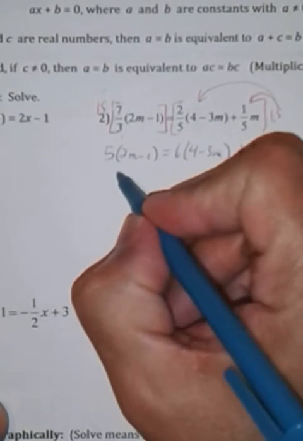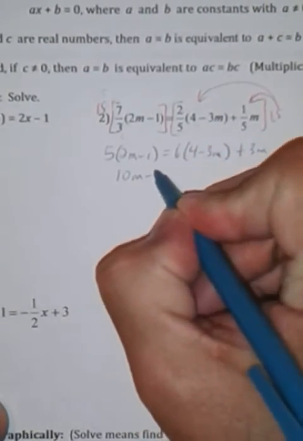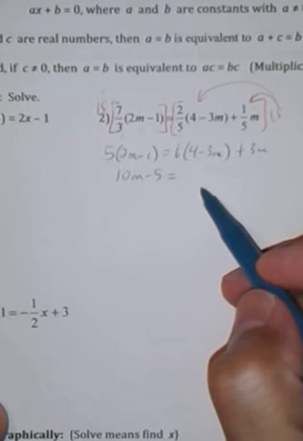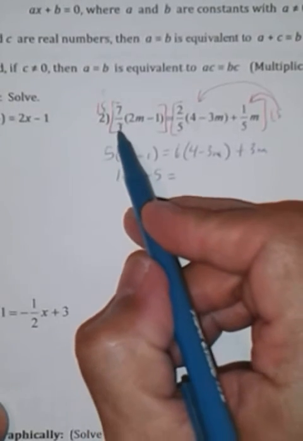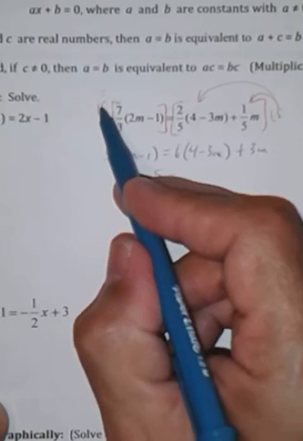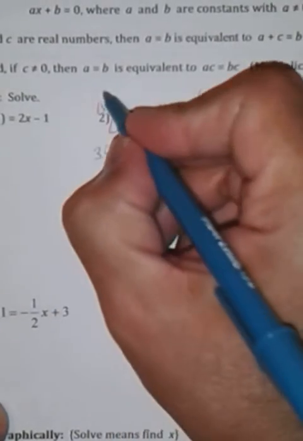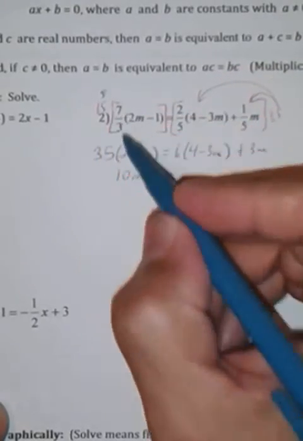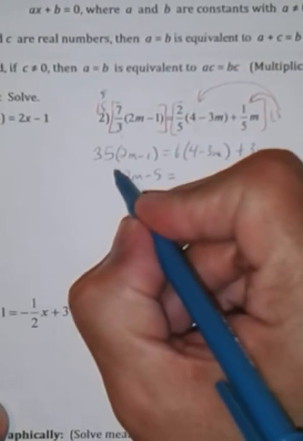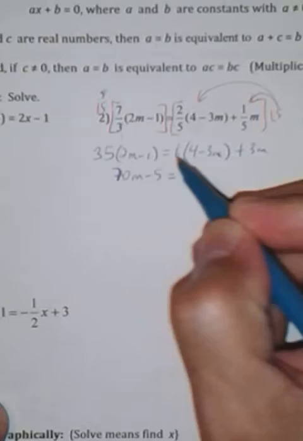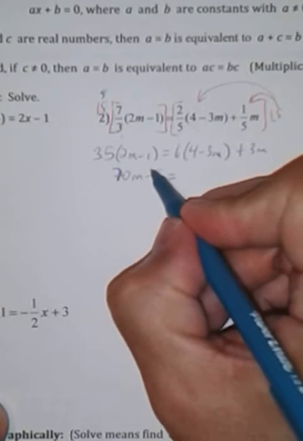5 times 2m minus 1 is 10m minus 5 equals... is that right? Let's see. 3 and 5. Oh, 5 times 7 is 35. So I'm distributing 35. I'm sorry about that. So it was a 5, and then 5 times 7 is 35. So this is 70m. Whoa, they're kind of big. Minus 35.